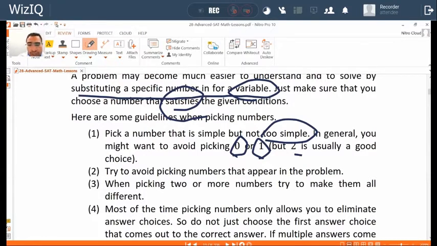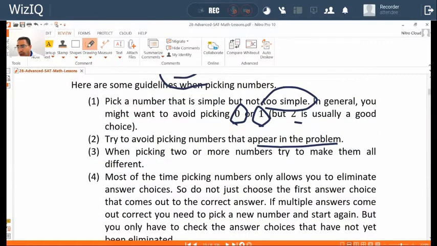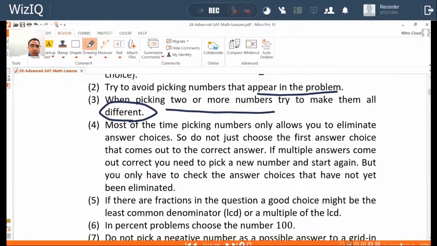Now, sometimes numbers will appear in the problem, so you want to avoid picking such numbers. In our case, don't pick the number 15, for example. It's one of the choices. It will make the answer extra large. And if you have to pick 2 or more numbers, if you have 3 variables, try to make them all different. Don't pick the same or similar numbers for different variables.